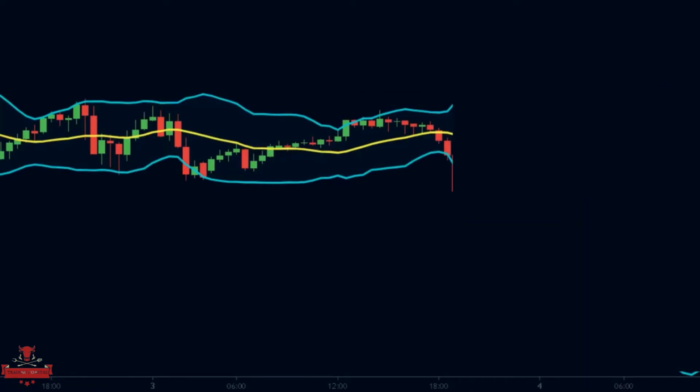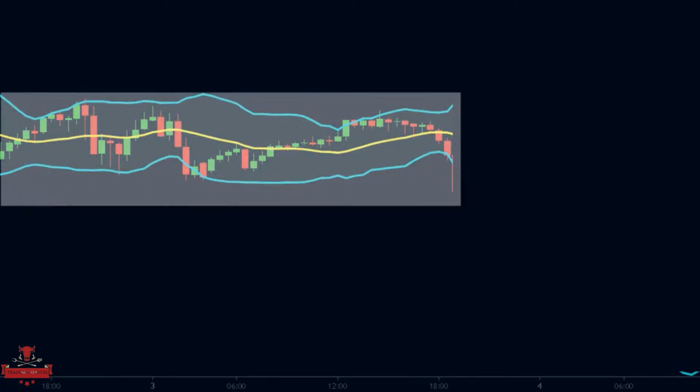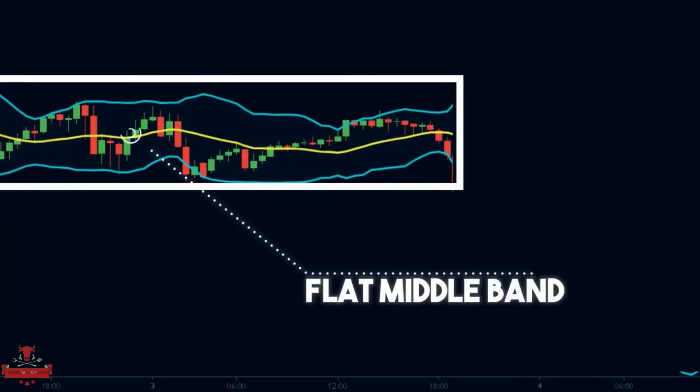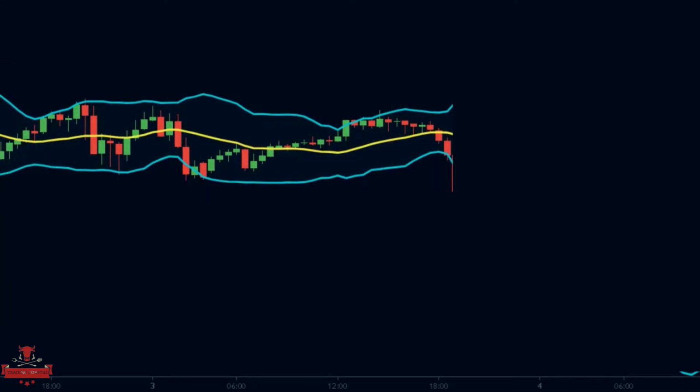Let us now look at a sell trade. Here we have the S&P 500 on the 30-minute chart. Look at this area. Here we see that the middle band is flat, and the Bollinger bands are narrow. Hence, we have successfully identified an area of low volatility.